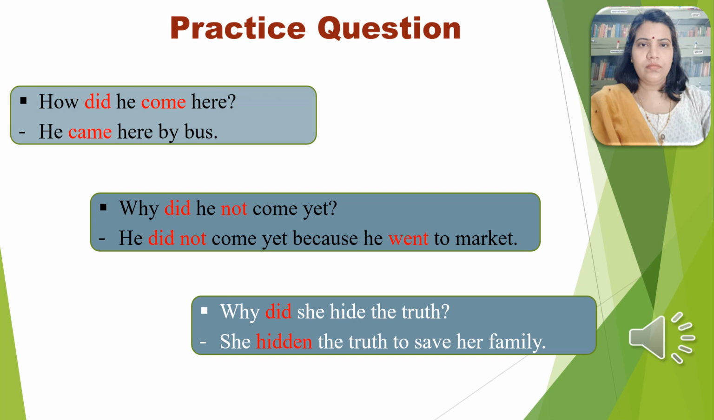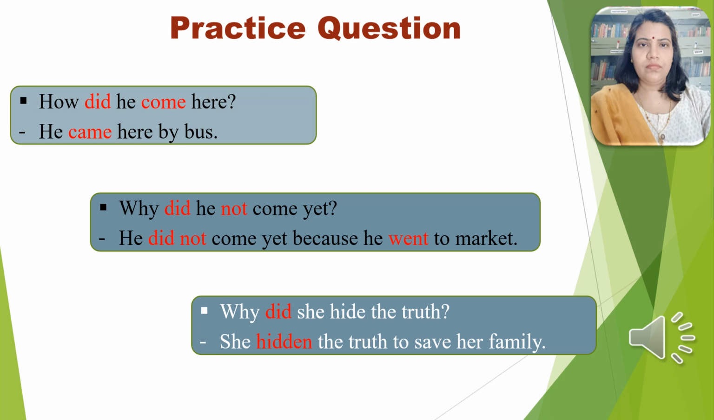Next question is why did he not come yet? Again, the question is in past form and it is being asked in a negative sense. So we have to answer it in a past negative sense. So the subject is again he. He did not come yet because he went to market. So the reason is being asked why he has not come yet. Here in the second part of the sentence we have used the second form of come, and that is went. He did not come yet because he went to market.